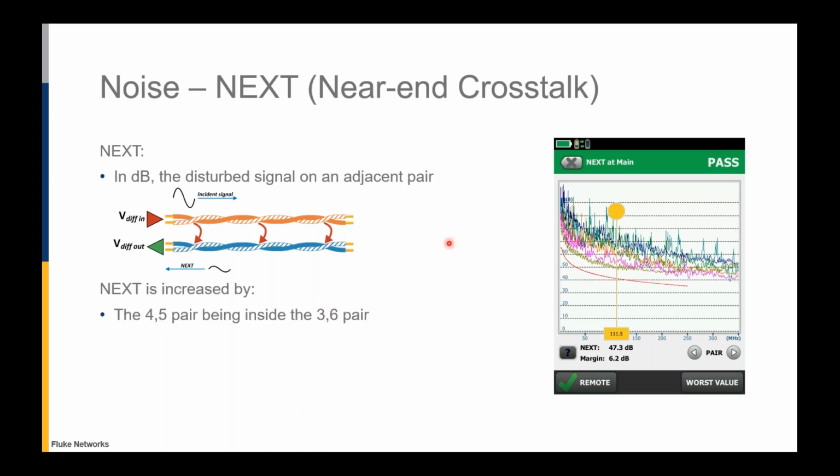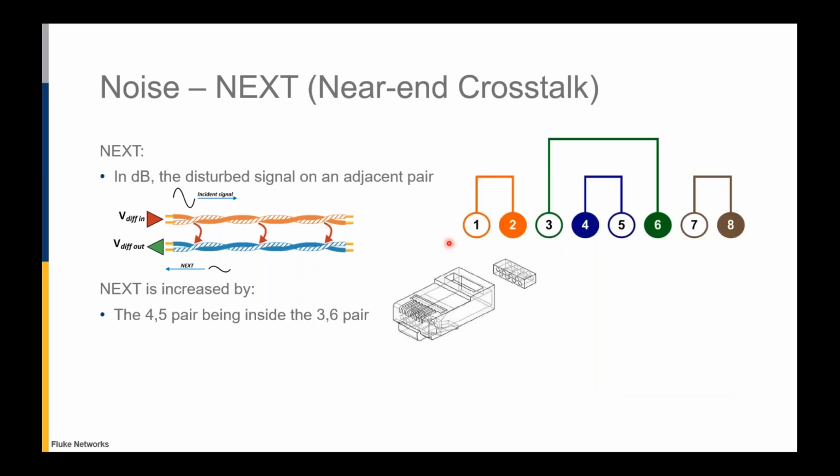Now, one of the things that is most likely to cause near end crosstalk is actually the construction of the RJ45 connector. I really appreciate the RJ45. Runs 10 gigabits. That's quite a bit of performance.